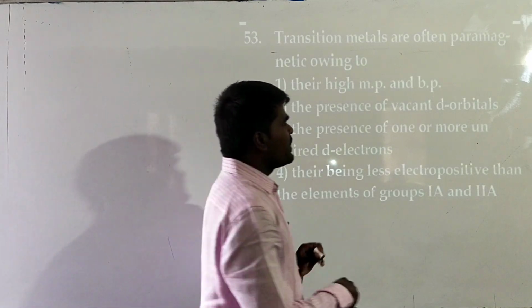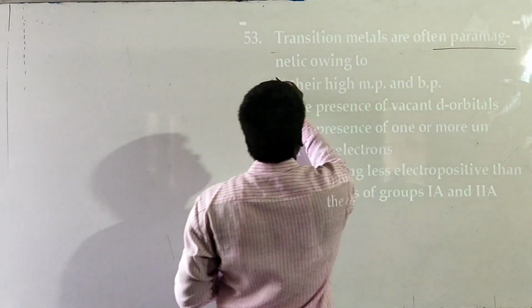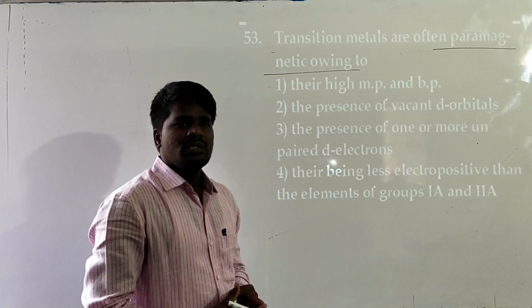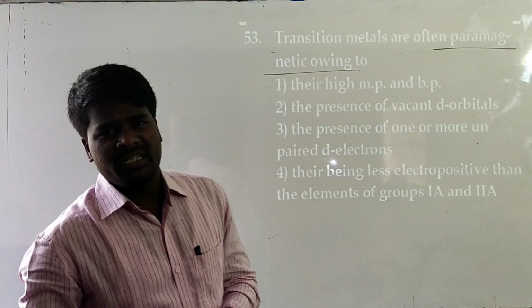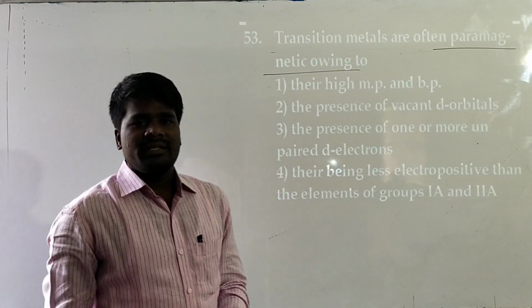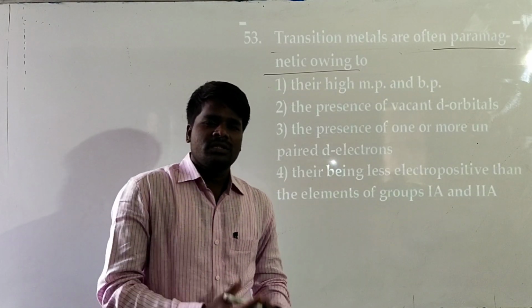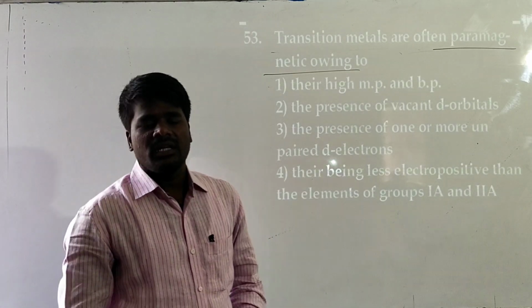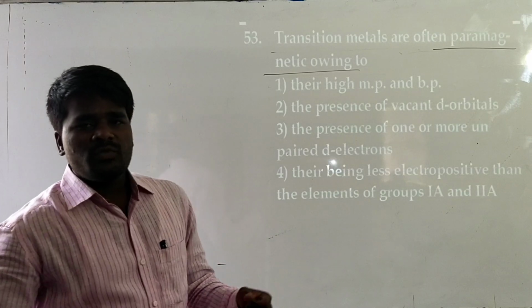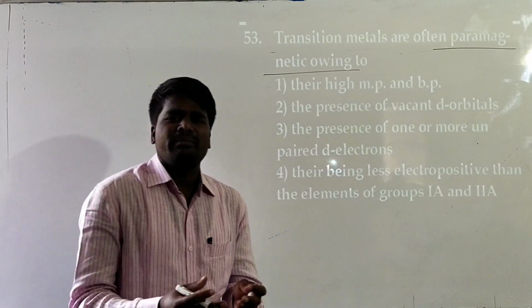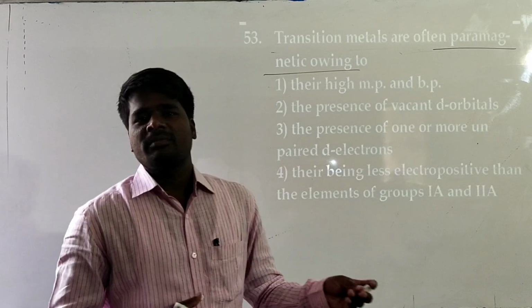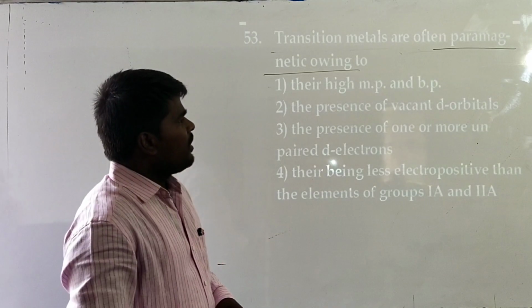What is meant by paramagnetic? Paramagnetic means the substances which are weakly attracted towards the magnetic field. Based on magnetism, substances are classified into three types, as you know: paramagnetic, diamagnetic, ferromagnetic. Paramagnetic means weakly attracted. Diamagnetic means repelled by the external magnetic field. Ferromagnetic means strongly attracted.